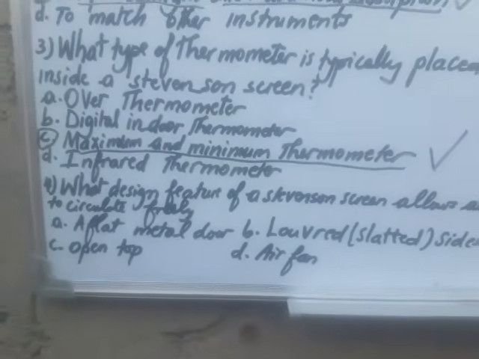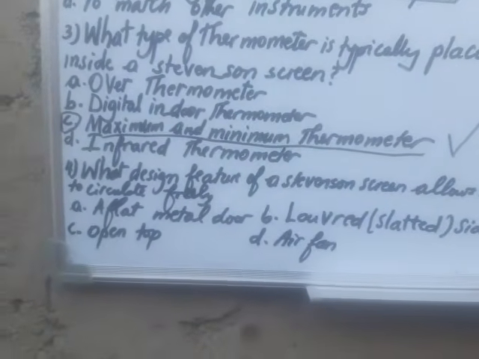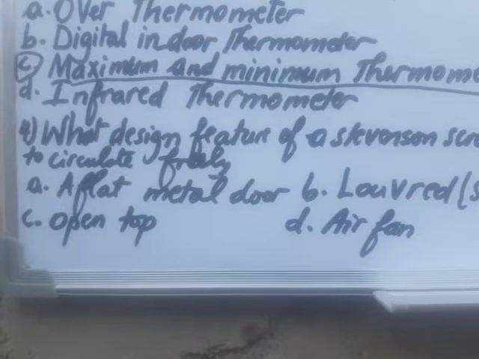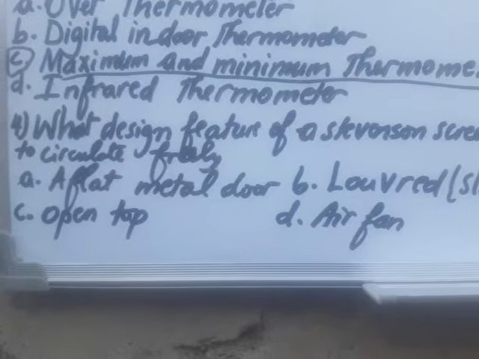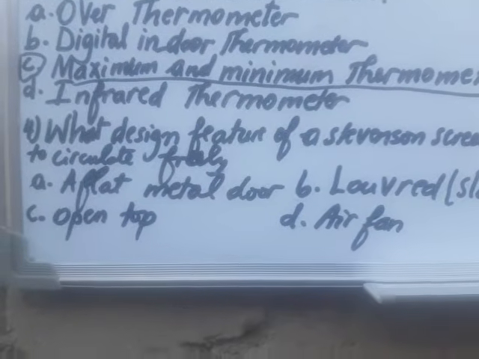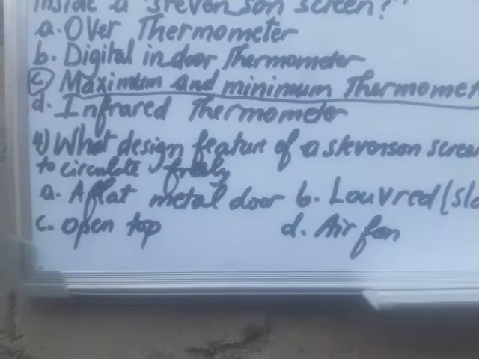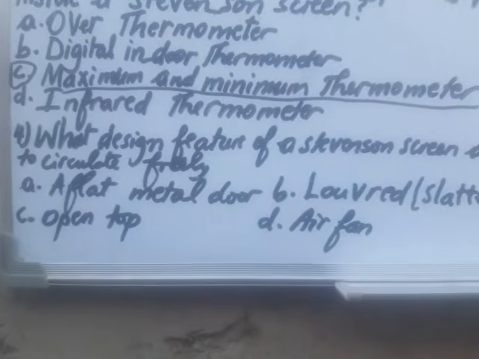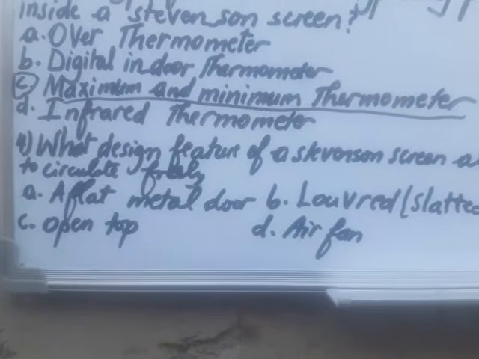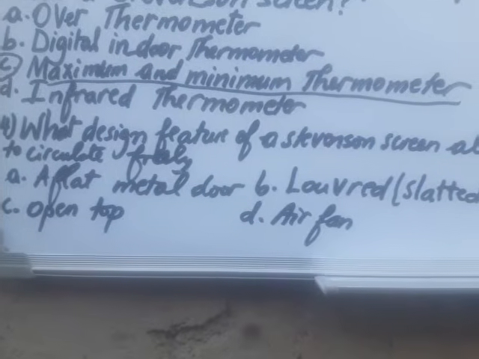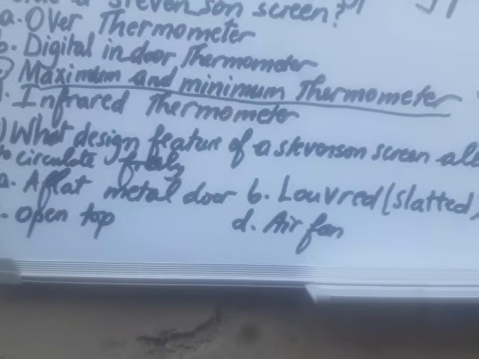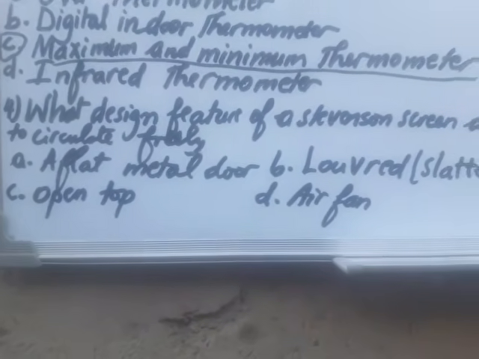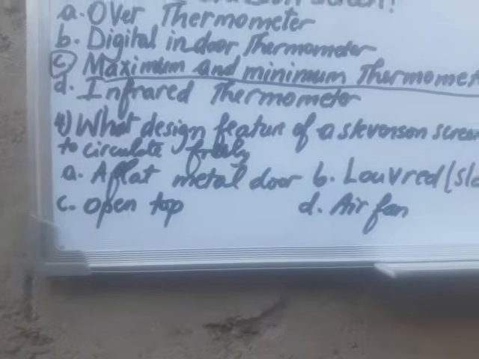I think those questions are very clear and easy to understand. We reach question number 4. Question number 4 is asking what design feature of a Stevenson screen allows air to circulate freely. Remember, when we were talking about different features or characteristics of a Stevenson screen, we said that a Stevenson screen has louvers. The reason it has louvers is to allow free air circulation. And we are going to see the different options given here so that we can see which one is correct.